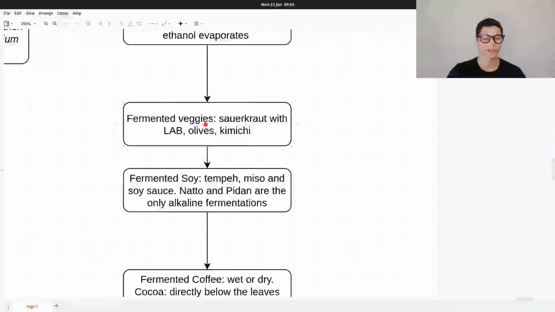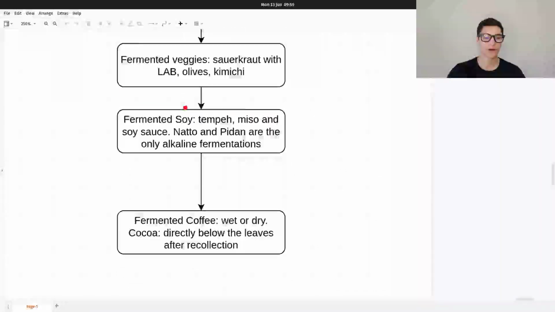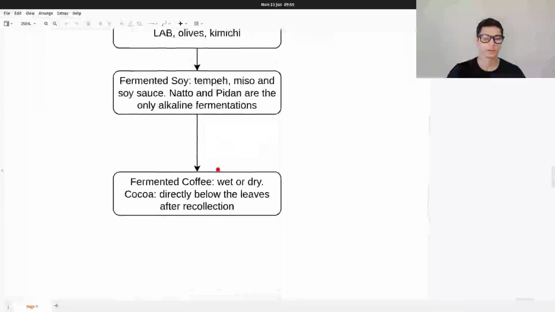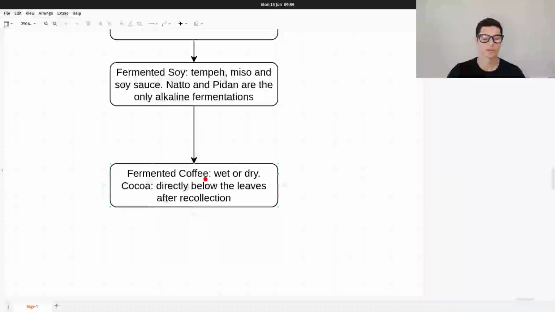Then we have the fermented veggies, such as the sauerkraut and the olives and the chimichurri, and they are all done with the lactic acid bacteria. Then we have the products from the soy fermentation, the tempeh, the miso, and the soy sauce, as well as the natto and the pidan. Those two are the only ones that are alkaline fermentations. Then we also have the fermented coffee, which can be wet or dry, and the cocoa fermentation, which is done directly below the leaves after the harvest.